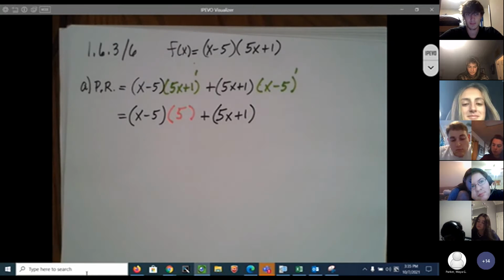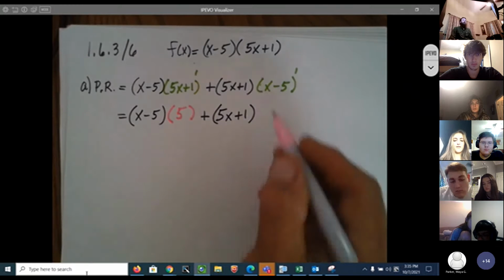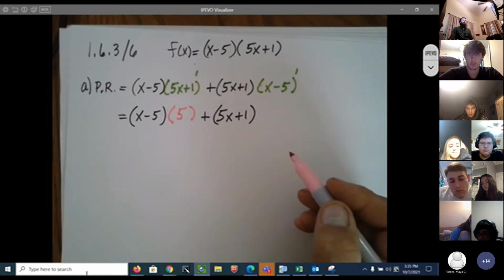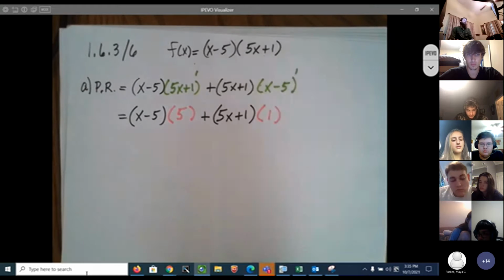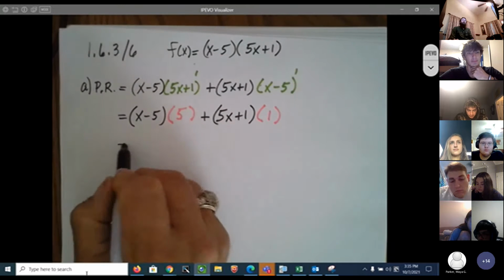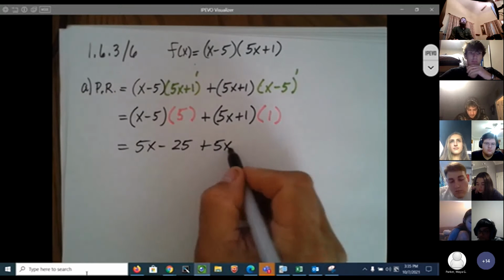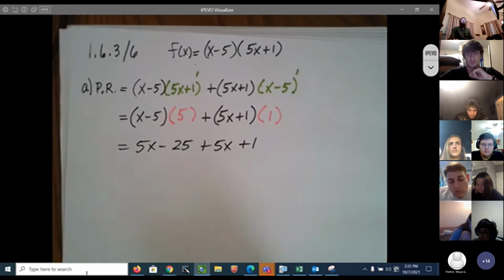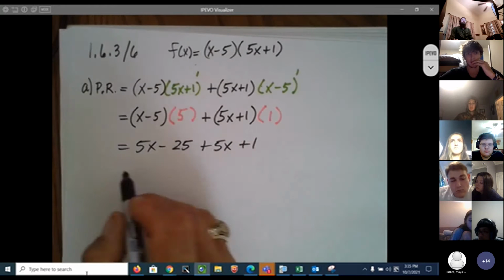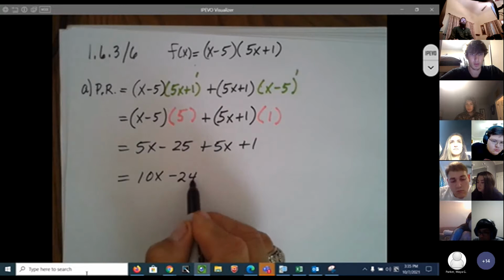And what is the derivative of x minus 5? One. And you're going to get 5x minus 25 plus 5x plus 1. 5x plus 5x is 10x. Negative 25 plus 1 is negative 24.